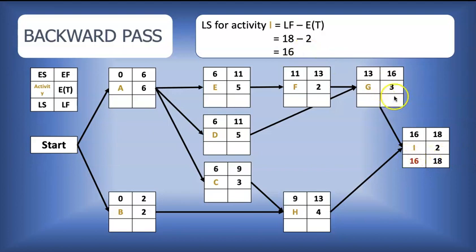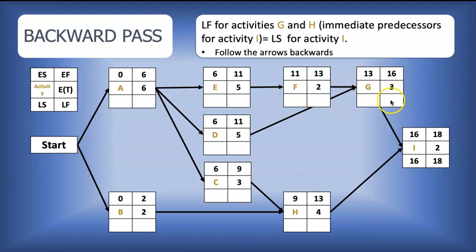Right? Next, we want to find the latest finish time for the activities that feed into activity I. So we are following the arrows. We can follow the arrow backward to H and also to G. So both of these activities have to be finished for this one to start. The baton has to be passed to activity I by week 16. So both activity G and H have to be completed by week 16. That's the latest that they can be completed. That's the latest finish time.